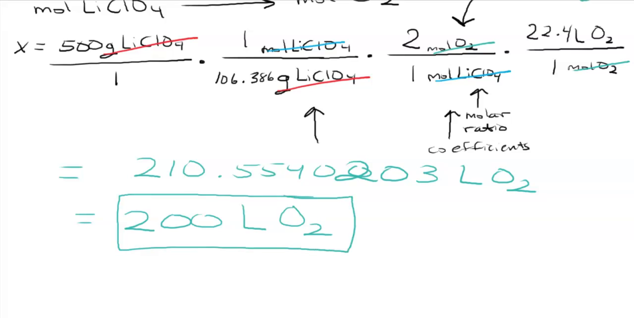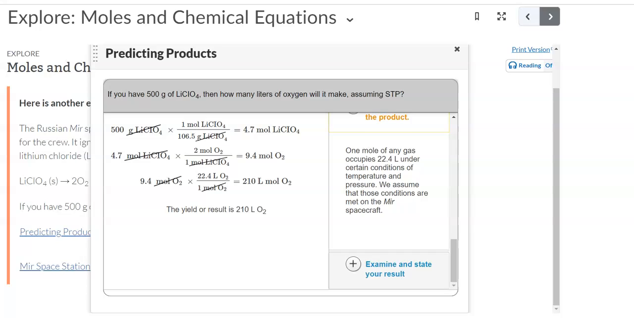Hopefully I got it right. Let's check. I did. I got it right. The yield or result, you can see right in the middle of the screen, is 210 liters of O2. They didn't round correctly according to sig figs, but that happens sometimes.